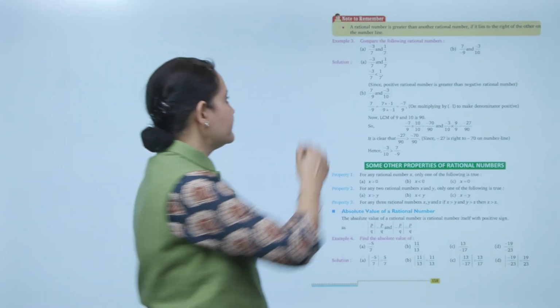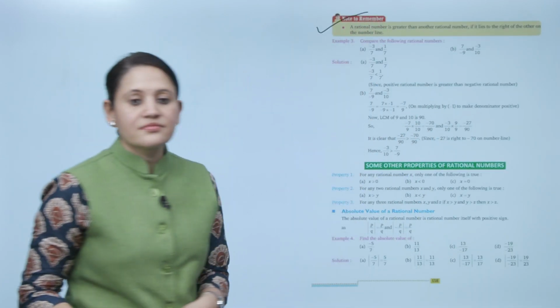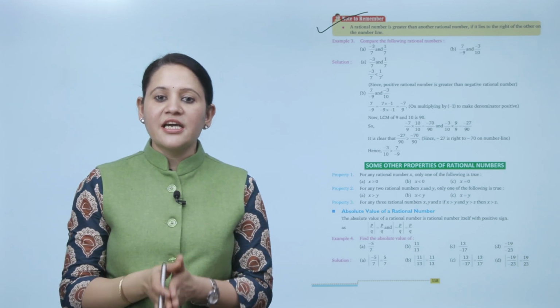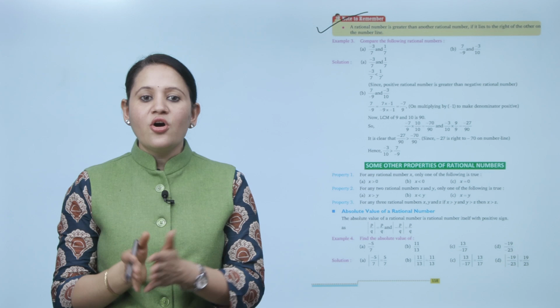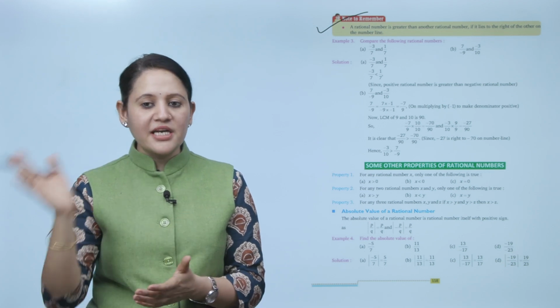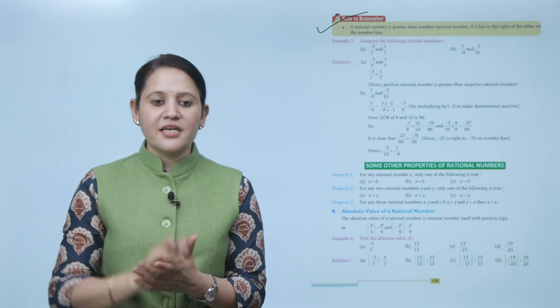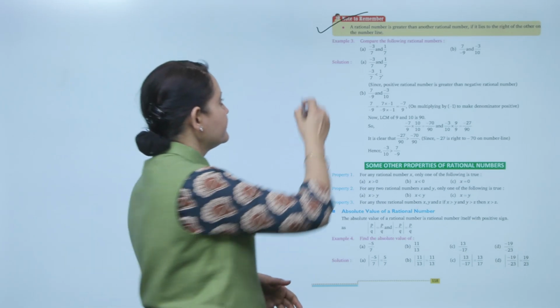Note to remember. A rational number is greater than another rational number if it lies to the right of other on the number line. जो भी right side पे होगा number, that will be greater. Now I'll take an example.